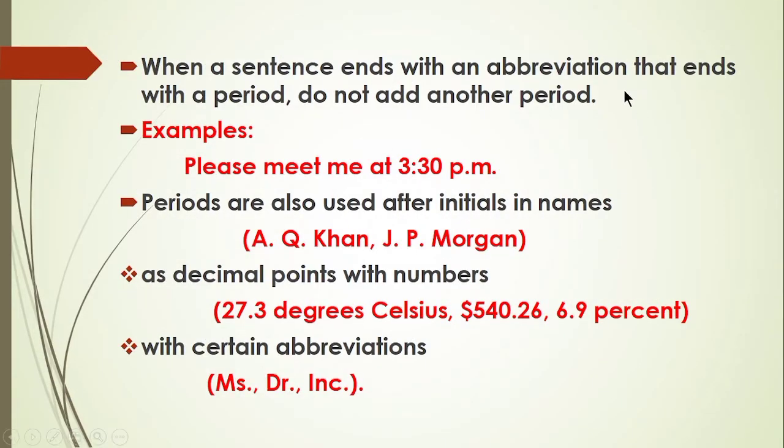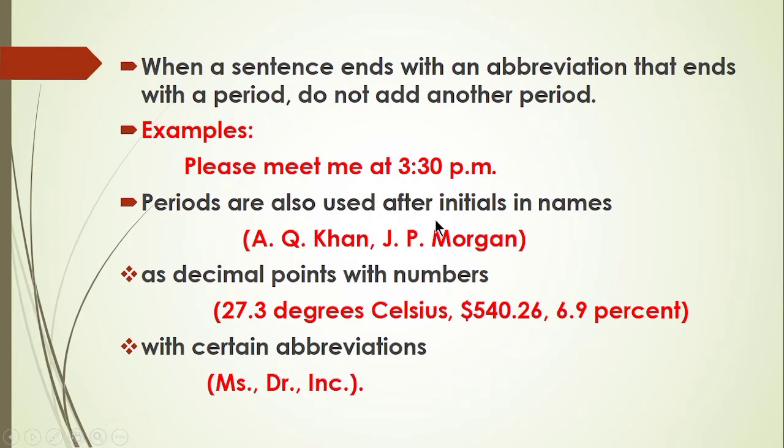When a sentence ends with an abbreviation that ends with a period, do not add another period. Remember, if there is an abbreviation followed by a dot, a full stop, we do not need to add another full stop or period. For example, please meet me at 3:30 p.m. Now this dot performs two functions here. One, it is used with the abbreviation, and another, it is ending the sentence, but we do not need to put another dot or period with it.